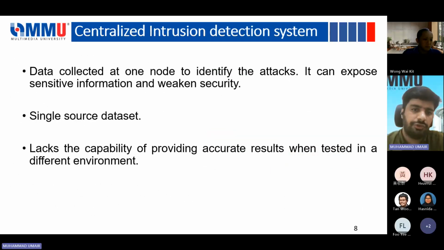Talking about the centralized environment, traditional machine learning and deep learning techniques come under centralized systems. For this, the data needs to be collected at one node or one machine to identify the attacks and to train the model as well. It can expose sensitive information and weaken security because many enterprises and industries don't want to share their private data. So it still causes data privacy issues.